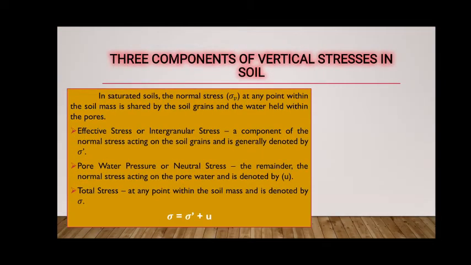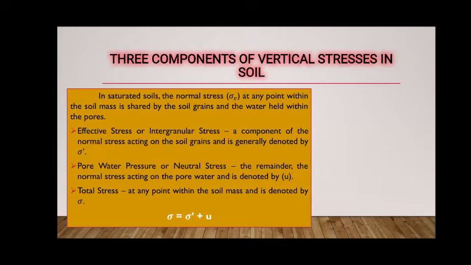We have three components of vertical stresses in soil. In saturated soils, the normal stress at any point within the soil mass is shared by the soil grains and the water held within the pores. First is the effective stress or intergranular stress. It is the component of the normal stress acting on the soil grains. Next is the pore water pressure or neutral stress. It is the remainder of the normal stress acting on the pore water.